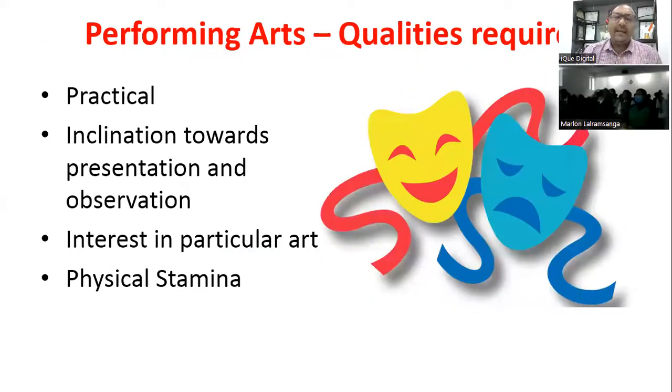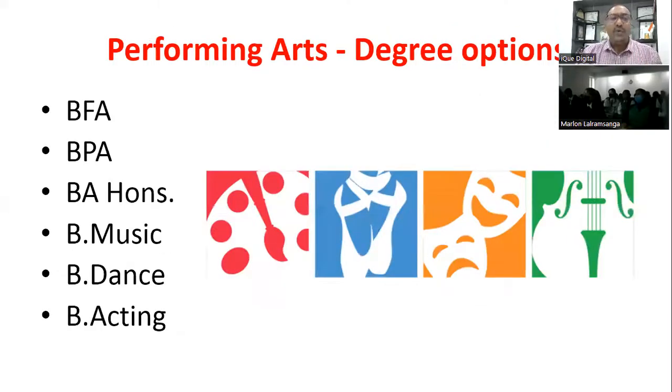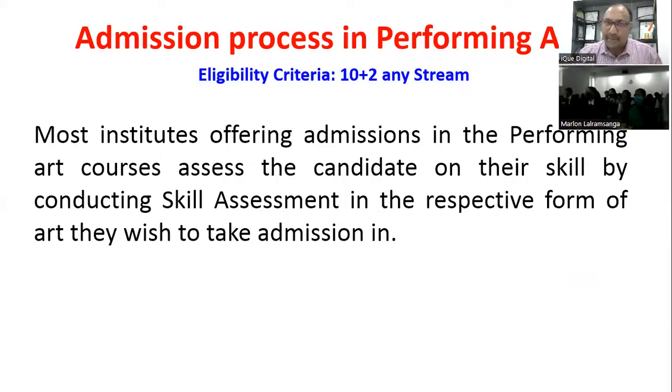Next is performing art. As you all know, there are 3 kinds of performing arts: singing, dancing, and acting. If you're a very strongly practical oriented child, you have inclination towards presentation and observation, you have interest in any specific kind of art, and your physical stamina is good, then you can pursue a degree known as Bachelor of Fine Arts, Bachelor of Performing Arts, or you can go for a BA program in dance, music, or acting. Eligibility is 10+2 any stream.